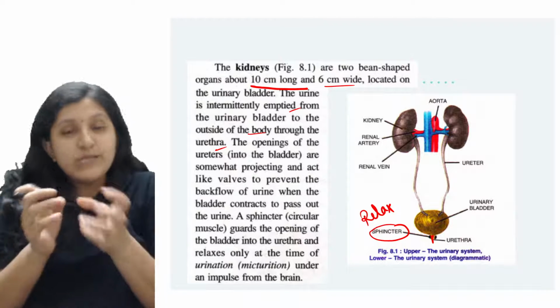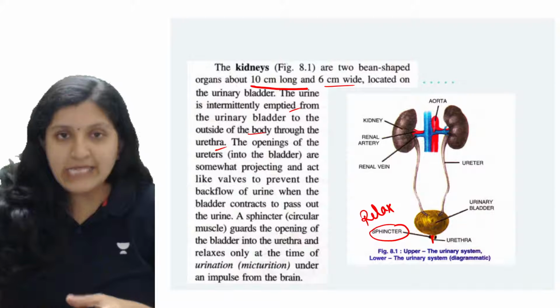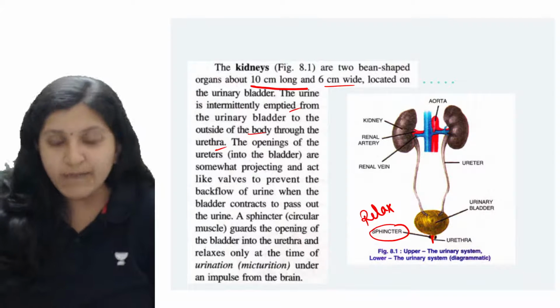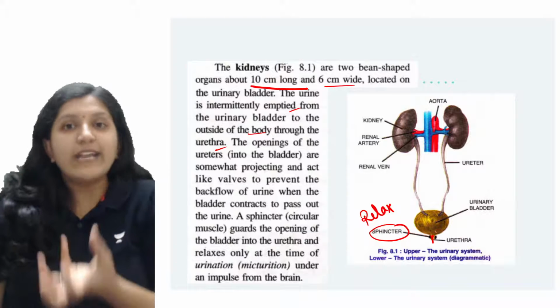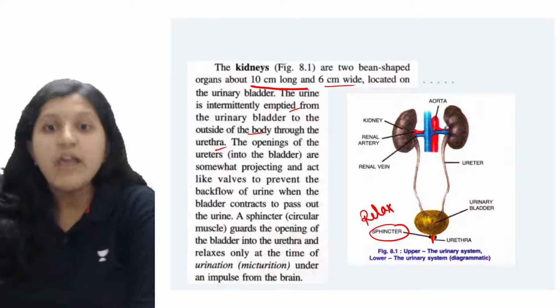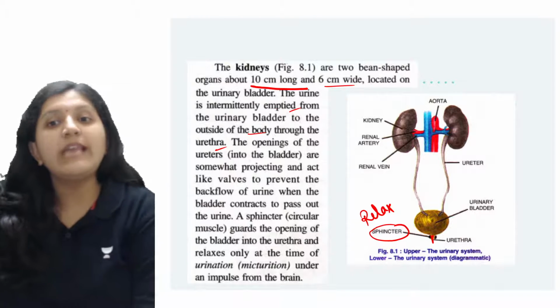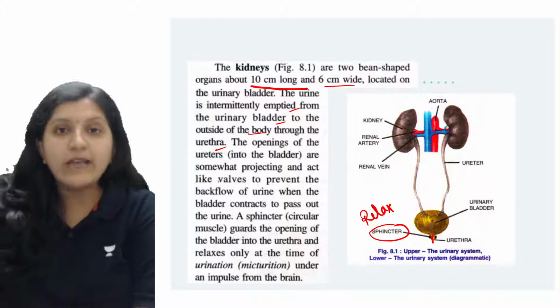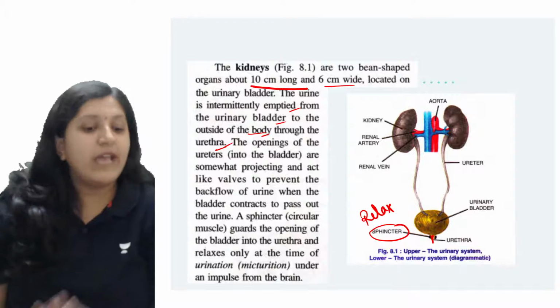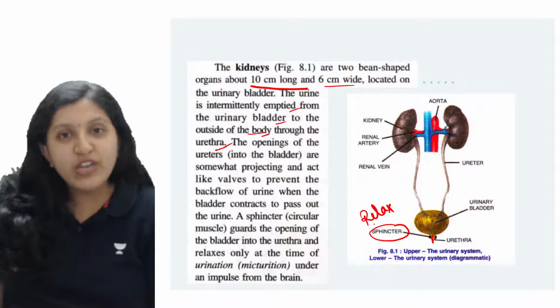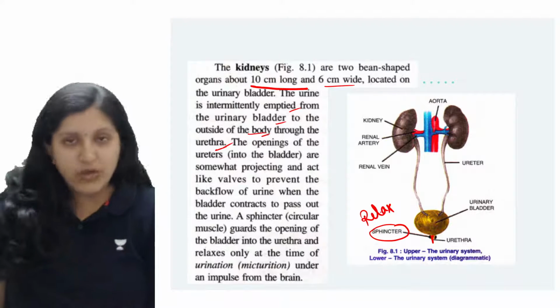Okay, so these sphincter muscles are going to relax and the urination can be seen. Only when the sphincter muscles relax can urination be seen. So the urine is intermittently emptied from the urinary bladder to the outside of the body, that is through the urethra. Then through the urethra the micturition process, or the urination process, can be seen.